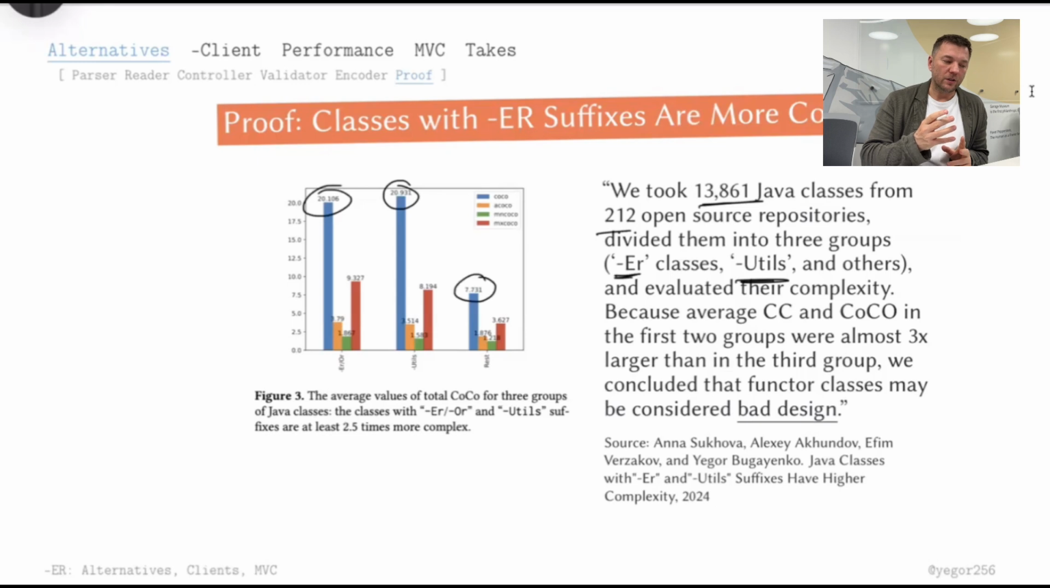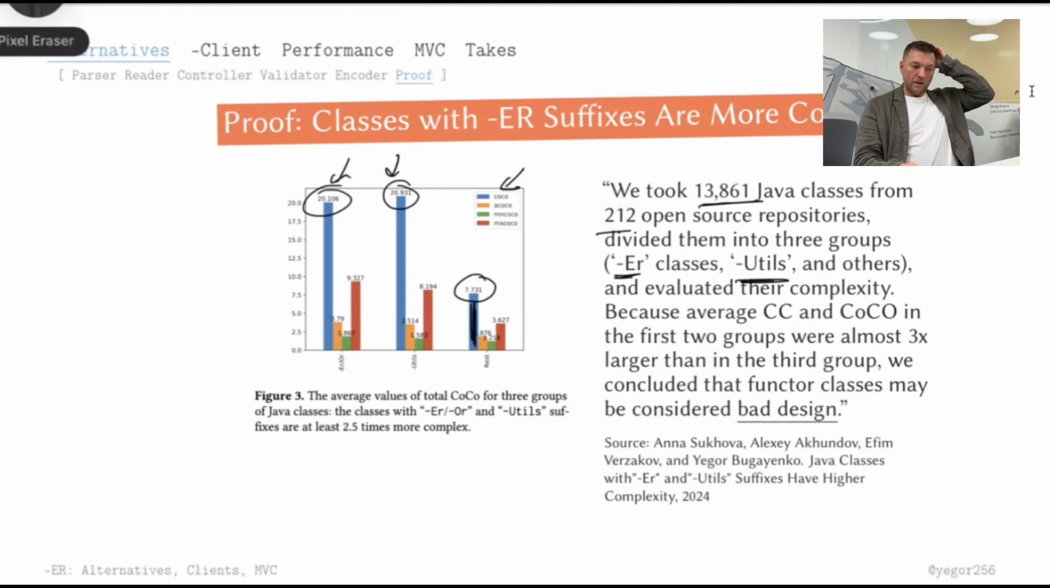You see the blue line, sorry, that's the average value of, for example, COCO, the cognitive complexity metric. All other classes are 3 times less complex than these two guys, which in my opinion kind of proves the point. It demonstrates that when people design these utility classes or manager classes, they make those classes 3 times more complex than normal classes.